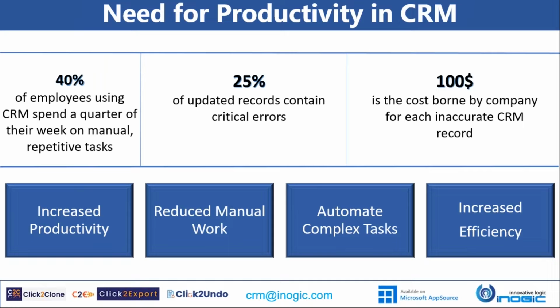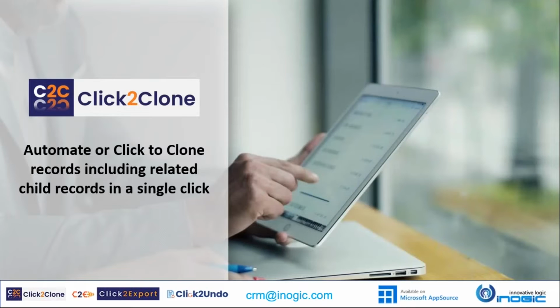So now let's deep dive into the product Click to Clone. Click to Clone, as I said, is a one-click productivity app where you can clone all of your records in just a single click. It also has the flexibility to choose which attributes and relationships you want to be cloned. This completely depends upon your choice of which attributes and relationships you want to be carried over.